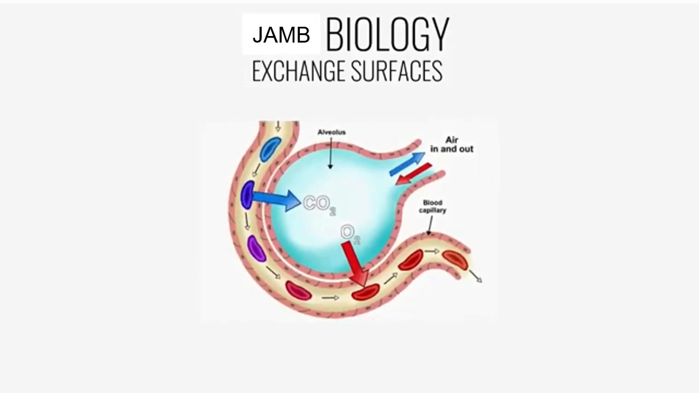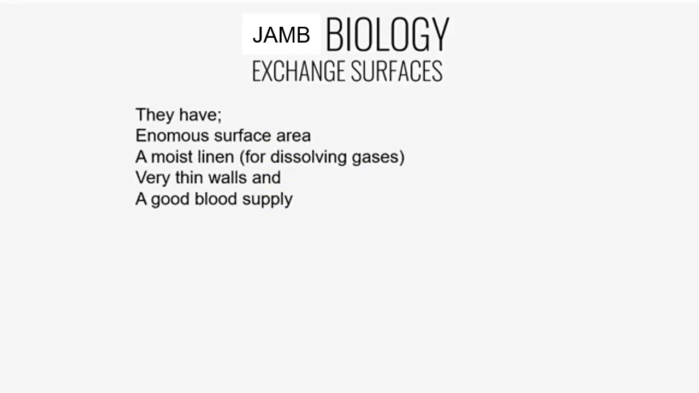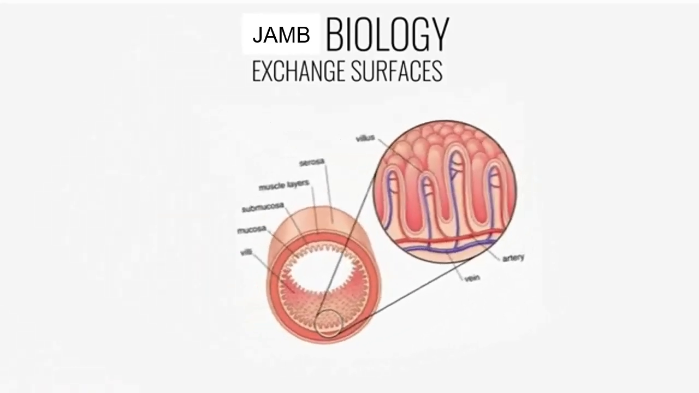So the alveoli are specialized to maximize the diffusion of oxygen and carbon dioxide. They have an enormous surface area, a moist lining for dissolving gases, very thin walls, and a good blood supply. The small intestine, on the other hand, contains millions of tiny little projections called villi.